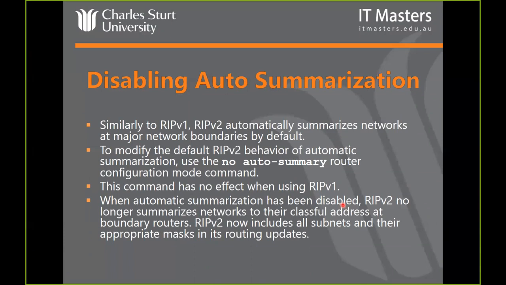Which means, of course, that you lose some of that granularity with your subnets and your VLSM, your variable length subnet masking. To modify that behavior, all you need to do is issue the command no auto-summary. And once you do that, it will send the complete subnet mask with every update for every network. For RIP version 1, that command doesn't do anything because it's classful, it doesn't care, it's not going to send it anyway. And as I just said, once it's disabled, RIP version 2 won't automatically summarize on those classful network boundaries.